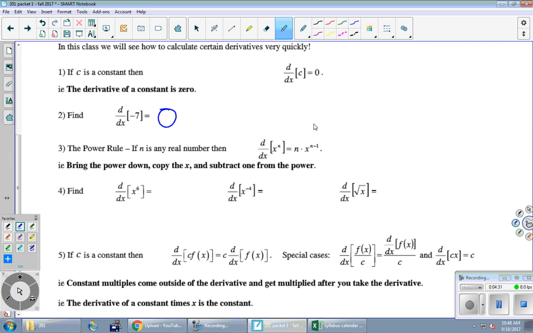First example says find the derivative of x to the 6th. So we bring the power down, 6. Copy the x, there's an implied multiplication in there. Subtract 1 from the power, 5. Done, 6x to the 5th.